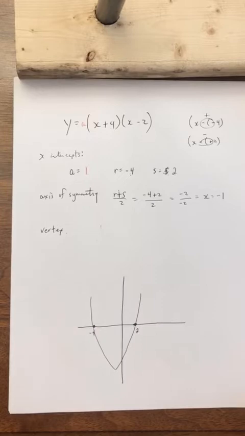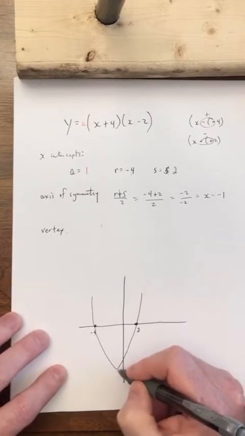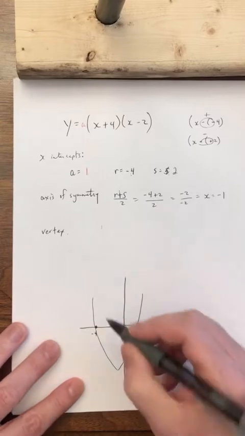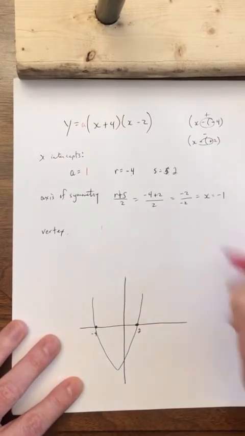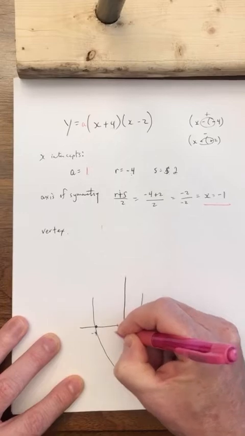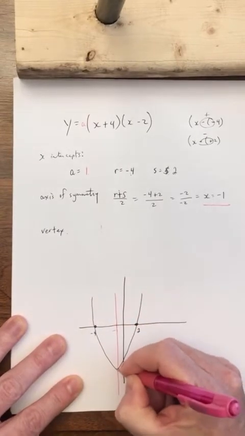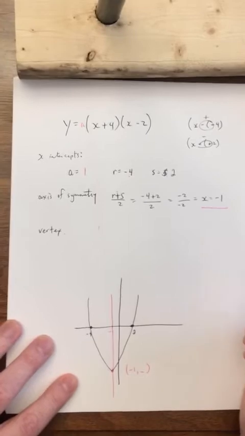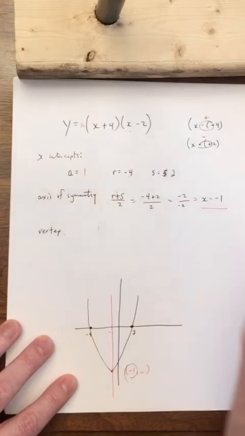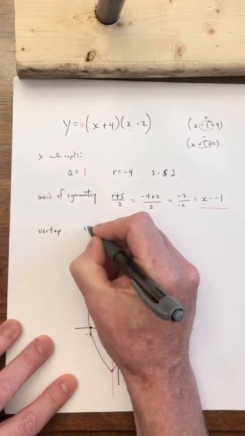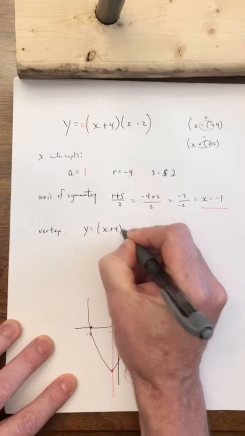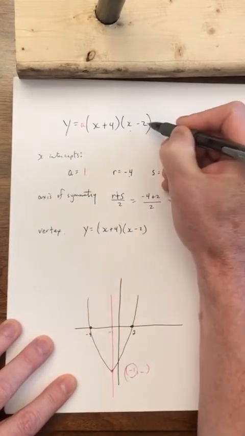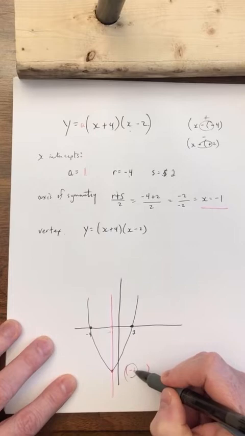Now, if you're going to do this on graph paper, you wouldn't do this on graph paper yet because you don't know exactly where some of these other points are. In this case, though, I do know my axis of symmetry is right here. So we have -1. We just need to find that other value. And so we can do that just by subbing in this point back into our equation. So for the vertex, we have y is equal to x plus 4 times x minus 2. This is the formula we're working on. And let's sub this -1 in.